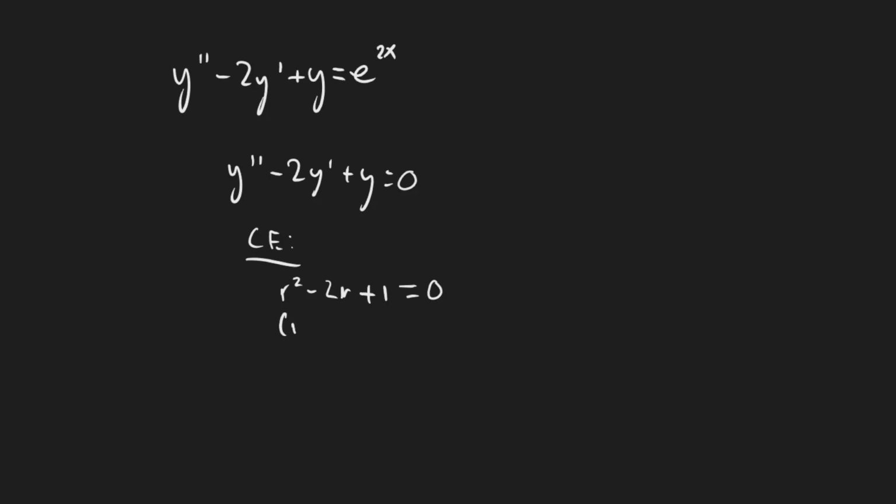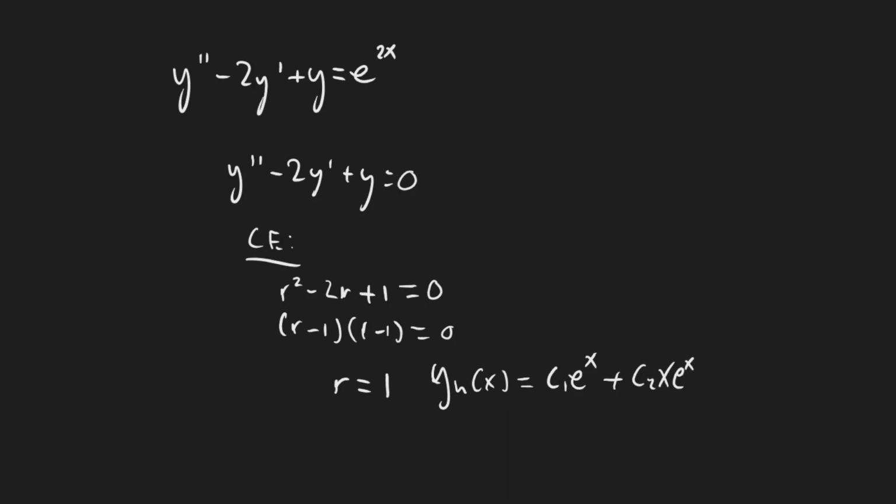We're going to have an r minus 1 and an r minus 1, right? Because negative 1 times negative 1 is 1, and negative 1 plus negative 1 is negative 2. So this is nice and factorable. Okay, that means we have one root, and that's just 1. So what does this tell us about the homogeneous part of the equation? Well, that it's c1 e to the x plus c2 x e to the x, like so.